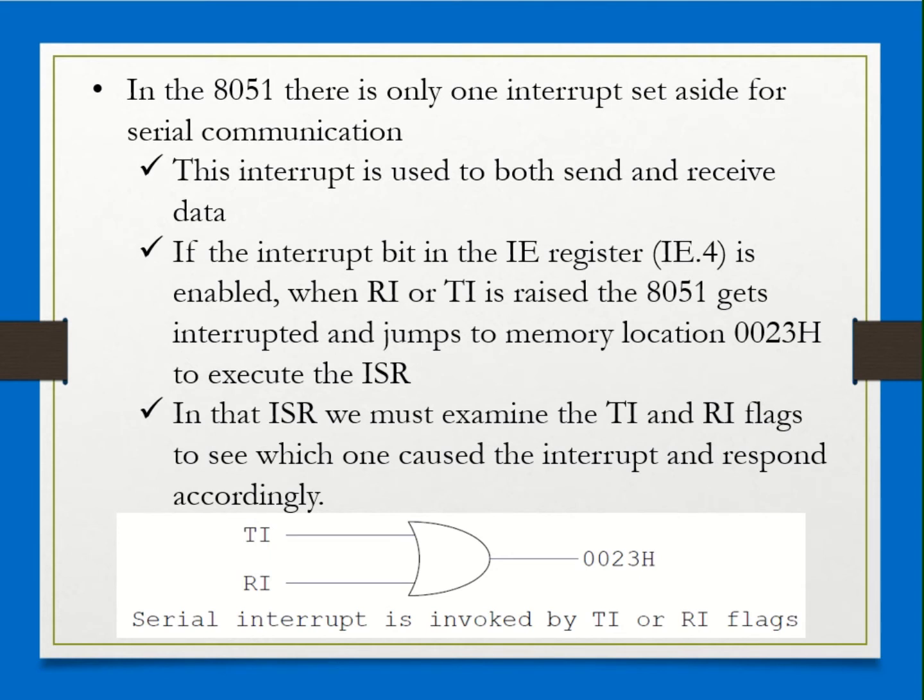Okay, as you can see in the diagram here, both the TI and RI are taken as input to an OR gate. So if any one of the inputs is high, then the output of the OR gate will be high, which is an indication that the control will be going to the 0023H memory location to execute the ISR. So in the ISR subroutine, we have to first examine what caused this interrupt, whether it is the TI or RI flag. Okay. Then accordingly, we have to take steps in the ISR.